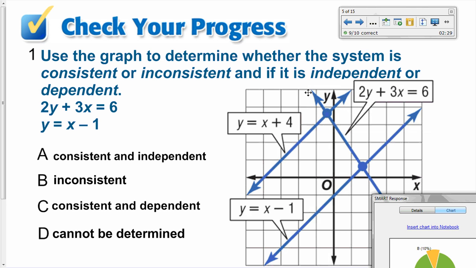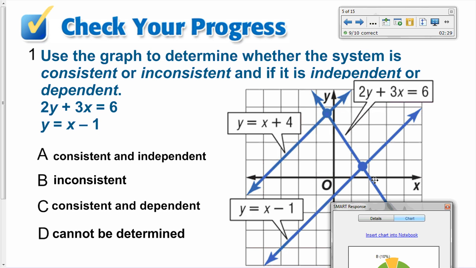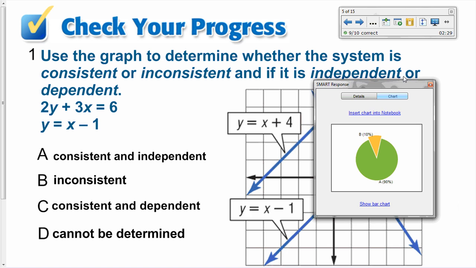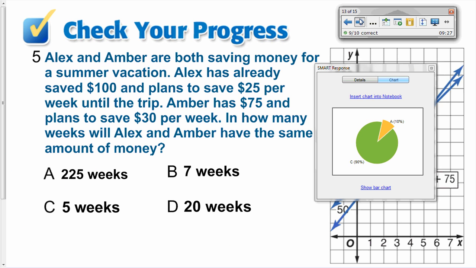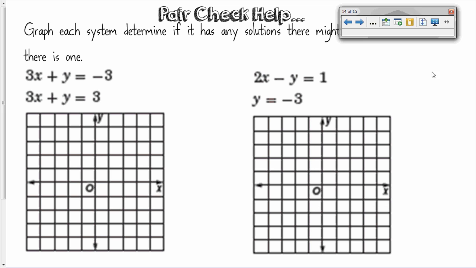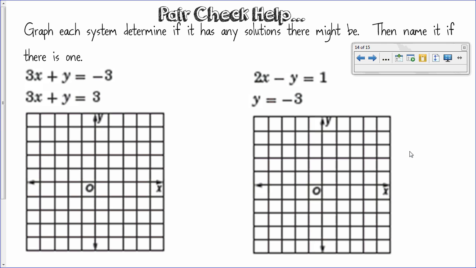Okay, so you got this line here, right? And this line right here. What's the answer? Consistent and independent. Good. It's not inconsistent. It's not the same lines. It's this line here and this line here, right? Okay. All right.